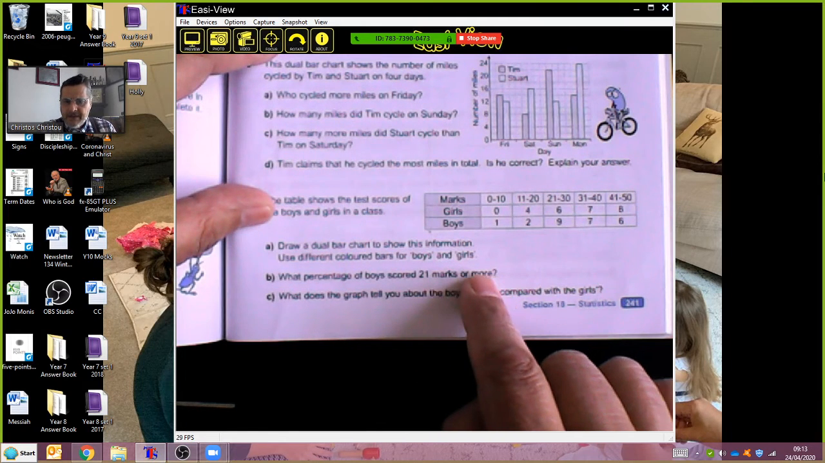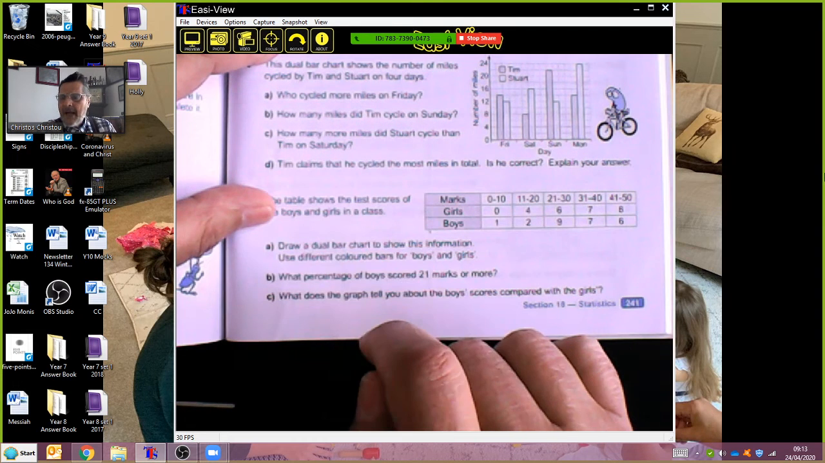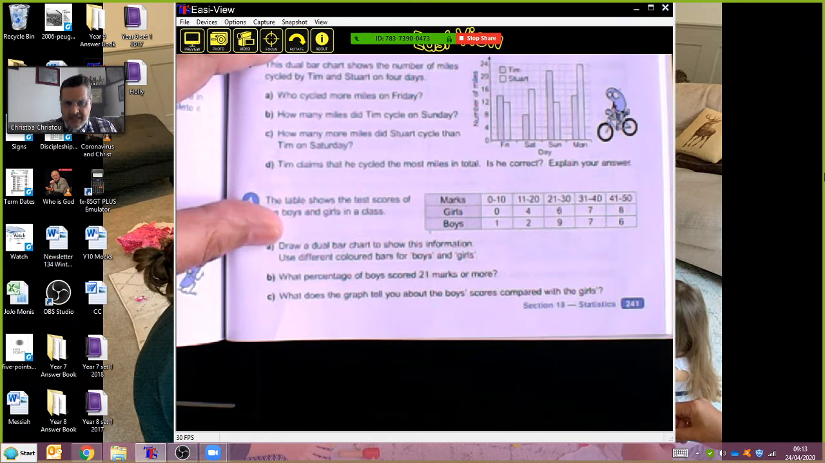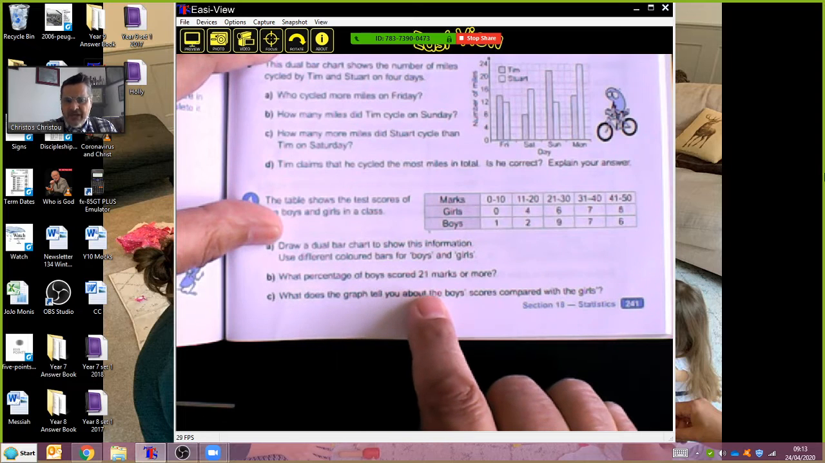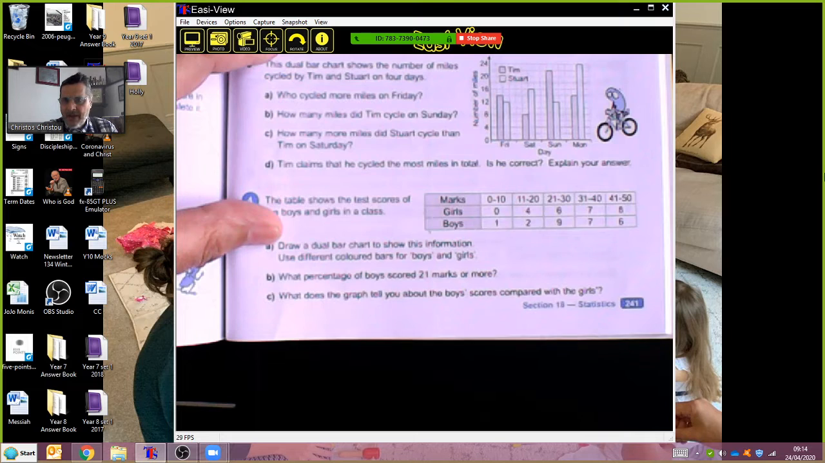All right? So I'm going to let you work that out yourselves. You can do it without the actual dual bar chart, but you can lift the data straight from the table. I'll let you think about that. And then it gives you an open-ended question. What does the graph tell you about boys' scores compared with the girls' scores? Is that okay?